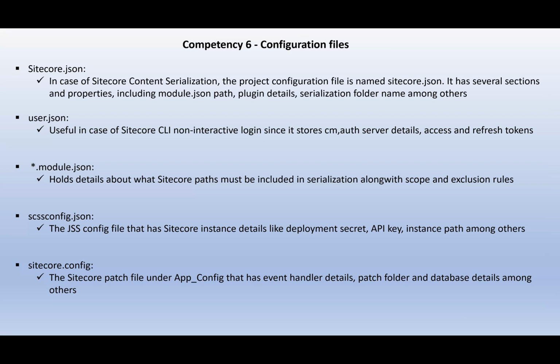Then you have a totally separate JSON file, which is for client-side development, the JSS config.json. The JSS config file has Sitecore instance details like deployment secret, API key, and instance path, among others. So this is not all related to serialization, but because this is the place for configuration files, I just added it here. Then you have the sitecore.config, which is like a patch file. So just stay awake in the exam, because one of the options beside sitecore.json could be sitecore.config, asking which one is the project configuration file. So that could be tricky.